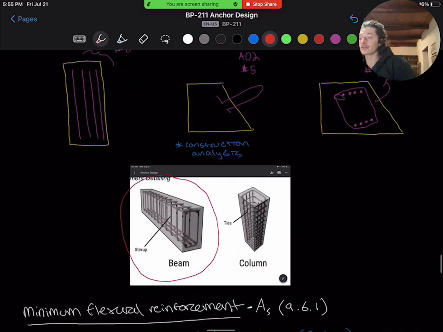So we can make our way through these sections numerically, pulling out what is relevant for rebar spacing. And do note that this information goes into far more depth than what I've pulled out here, but I'm just going over the big ticket items that could govern our design. So we'll start with minimum flexural reinforcement, AS, as specified in section 9.6.1.